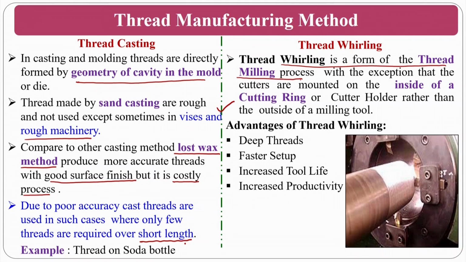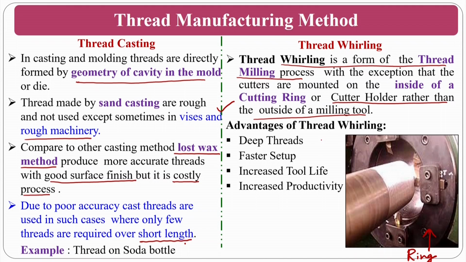Now, thread whirling is nothing but a thread milling process, where you have the cutter inside a ring. This is the ring, and the cutter is inside it, in the tool cutter holder rather than outside, and you can rotate it. You can rotate the workpiece, and the threads will be formed. Once you rotate the workpiece, you will get the threads on it.